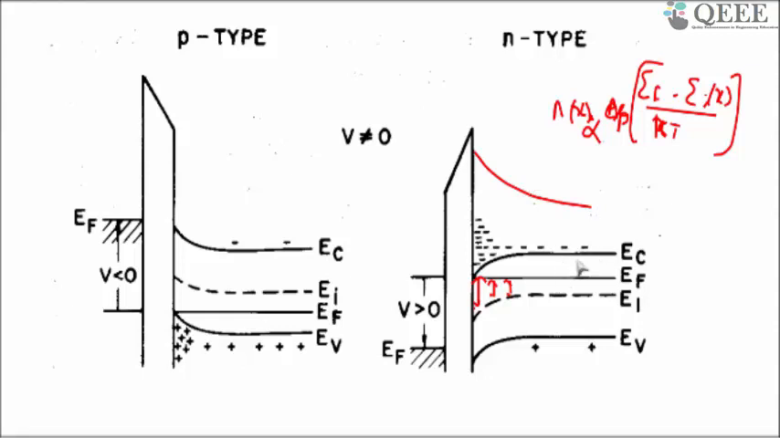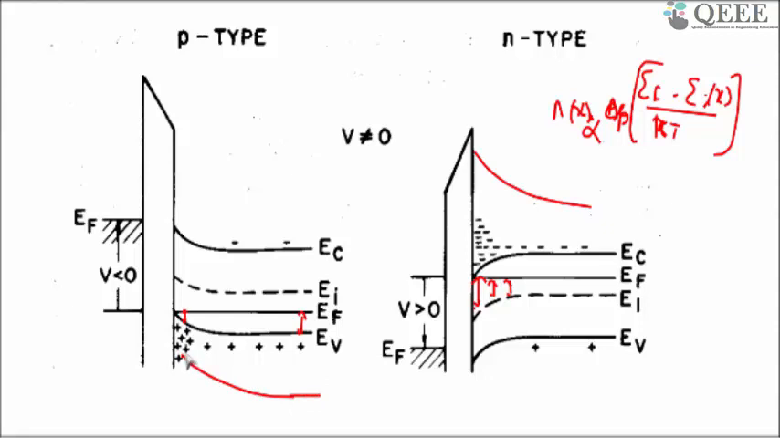Similarly, in the case of p-type material, you can see this is the E_F and E_V here, and this E_F minus E_V is very small, the gap reduces. That means the hole concentration is also very high. So the hole concentration is higher at the interface. This is the bulk concentration.